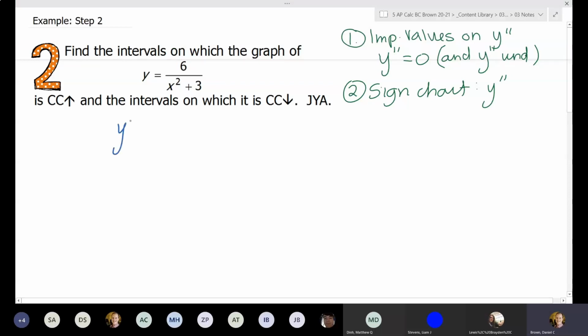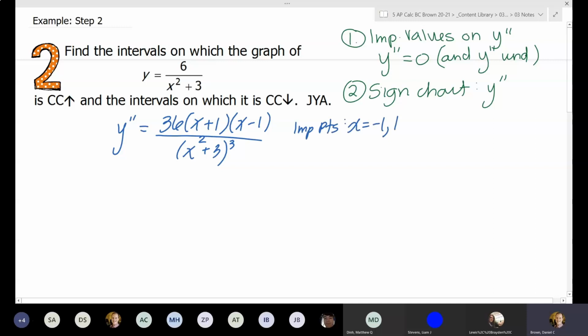So I'm not going to do all that work that we just did again. I'm just going to bring across what we found. So we already found the second derivative, which was this. And then we also have our important points. We saw that we had one at -1 and +1. We would also want to go ahead and check the denominator, but if you set that denominator equal to 0, you would get x squared is equal to -3, which is non-real, so it doesn't give us any key value. So we only need to worry about using -1 and 1 on our sign chart.